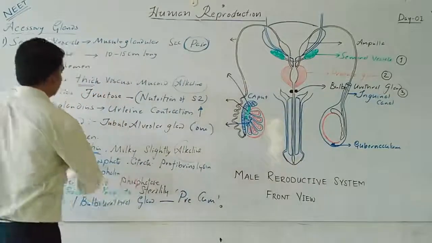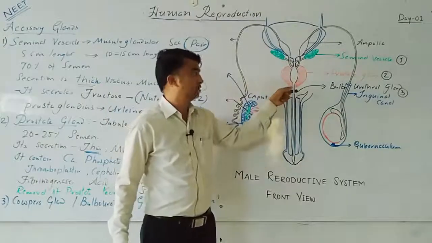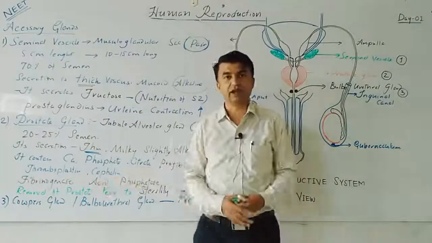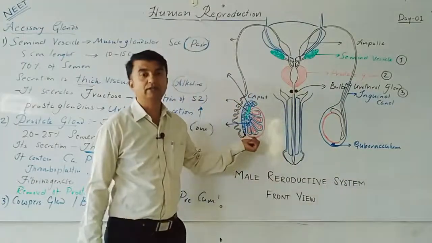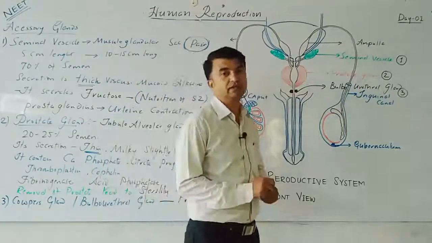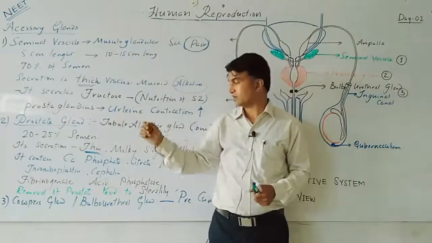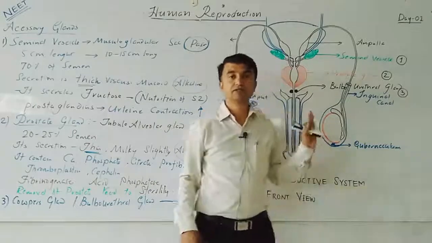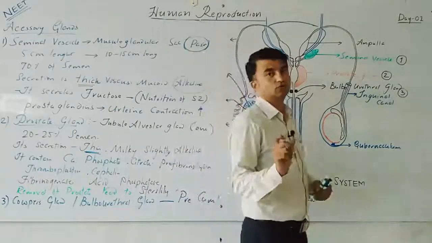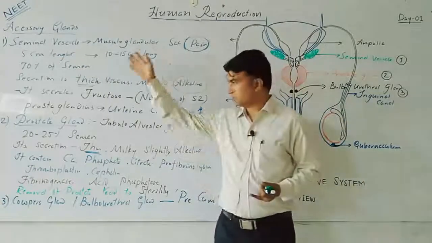So this is about the accessory glands: seminal vesicle, prostate gland, and the bulbourethral gland. When you collectively call the secretion of these 3 glands and the spermatozoa, that is called semen. Semen consists of the secretion of the seminal vesicle, the secretion of the prostate gland, the secretion of the bulbourethral gland, plus spermatozoa. The pH of the semen is almost 7.3 to 7.5.